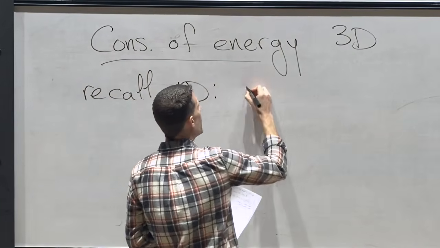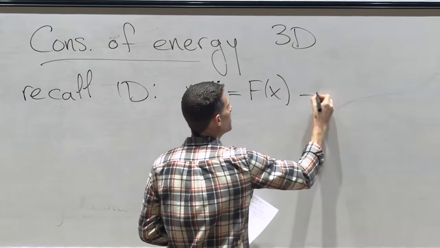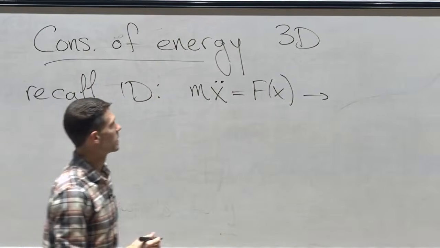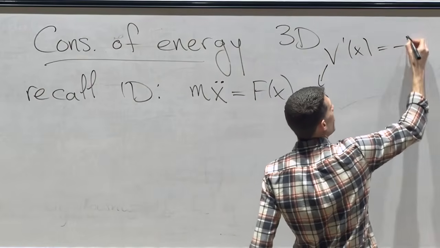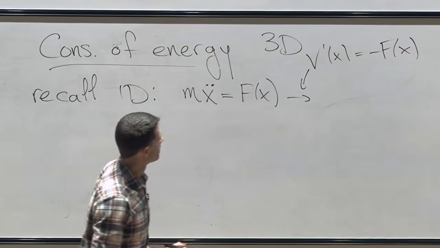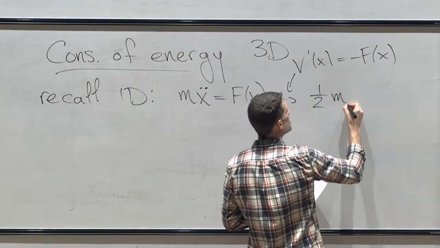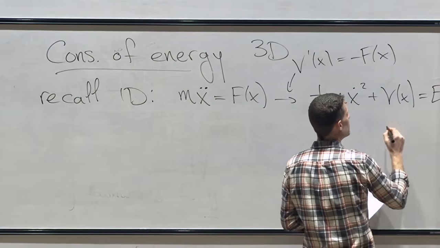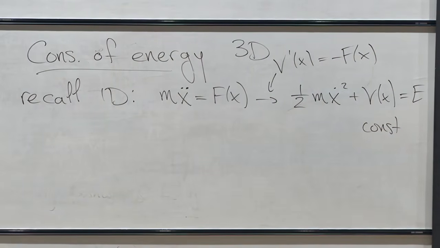In 1D, we have m scalar x double dot is f of x, and f being a function just of x is a conservative force. If we define V prime as minus f, then we get to the equation 1/2 m x dot squared plus V is E, constant. Potential plus kinetic is constant.